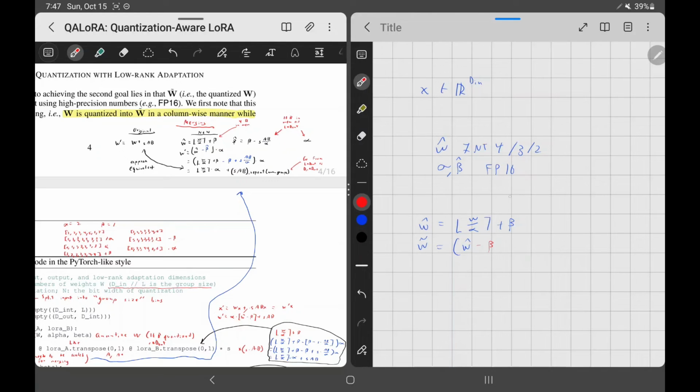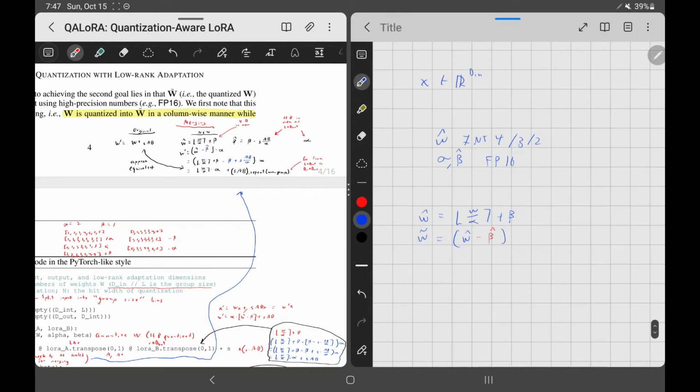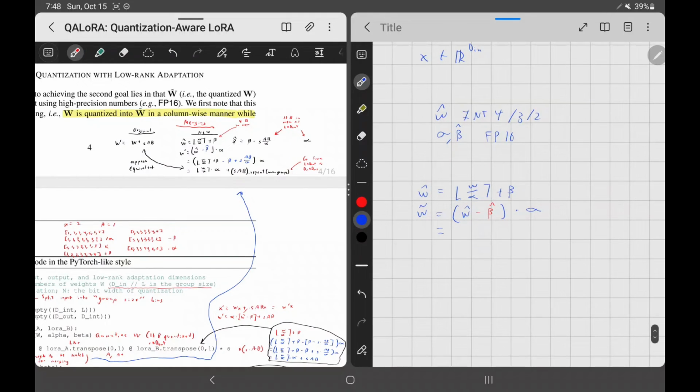minus beta. And in this case, it's not minus beta. It is minus beta hat plus alpha. So we're adding beta hat instead, or times alpha. Instead, we're adding beta hat instead of our normal beta. And we can expand W hat. So it looks like this. So we have W over alpha plus beta.